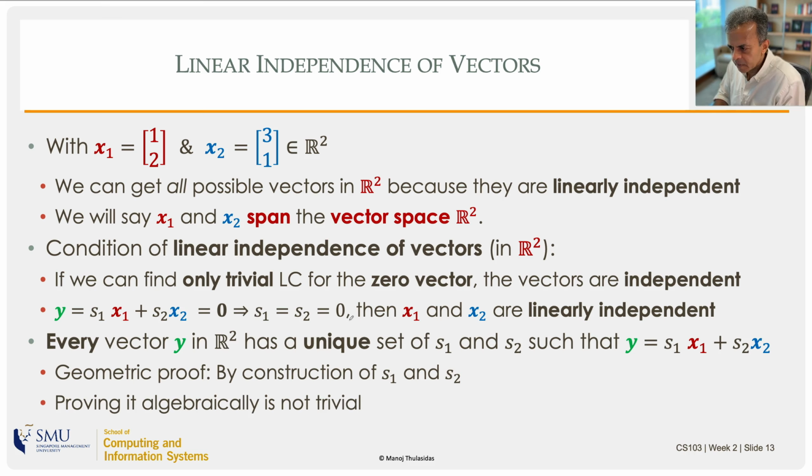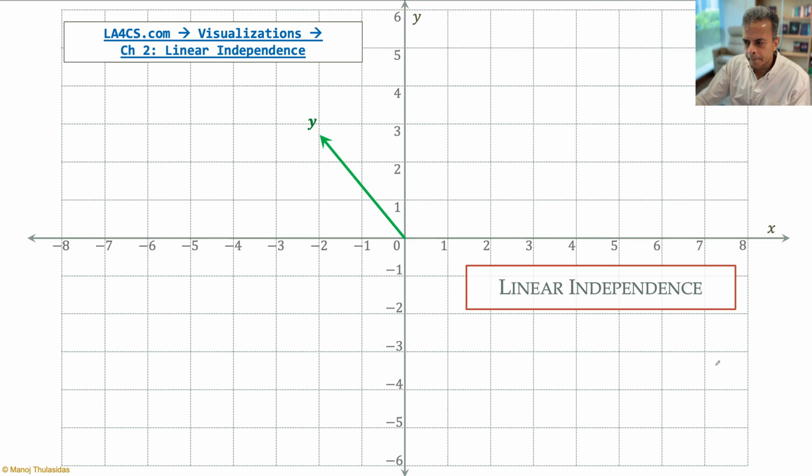Then there is a second statement that says that if I have two vectors that are linearly independent in R2, like my red and blue vectors, then I can create any vector y in R2, and the linear combination that equals y will be such that there's only one set of s1 and s2 that will give you that linear combination. In other words, linear combinations are unique. It can be proven both algebraically and by construction. I prefer to give you a construction kind of proof, a proof by geometric construction. So let's do that first.